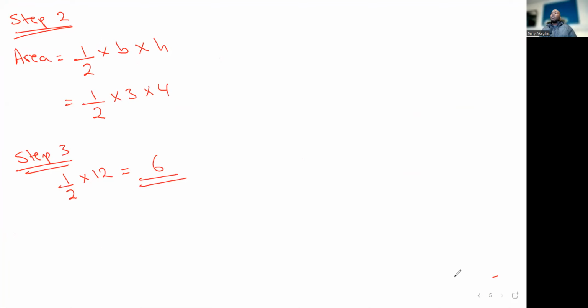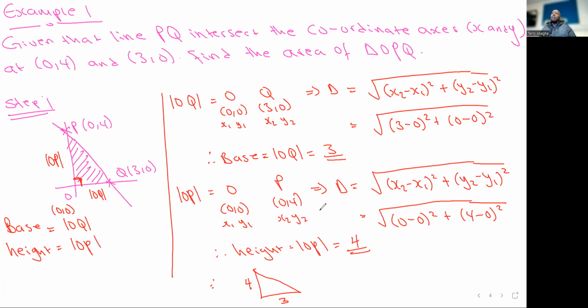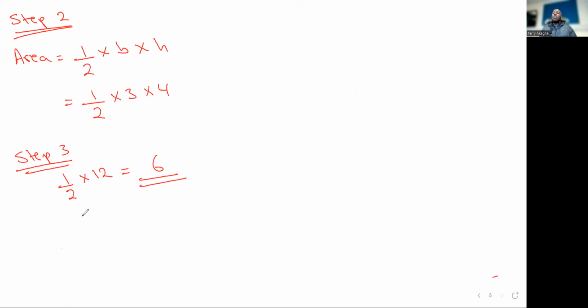Just don't forget, the first step is that you have to identify the length of each side. You can either use the distance formula or Pythagoras, depending on the data you have. Then after you've done that, you apply it into the formula. Then you simplify.